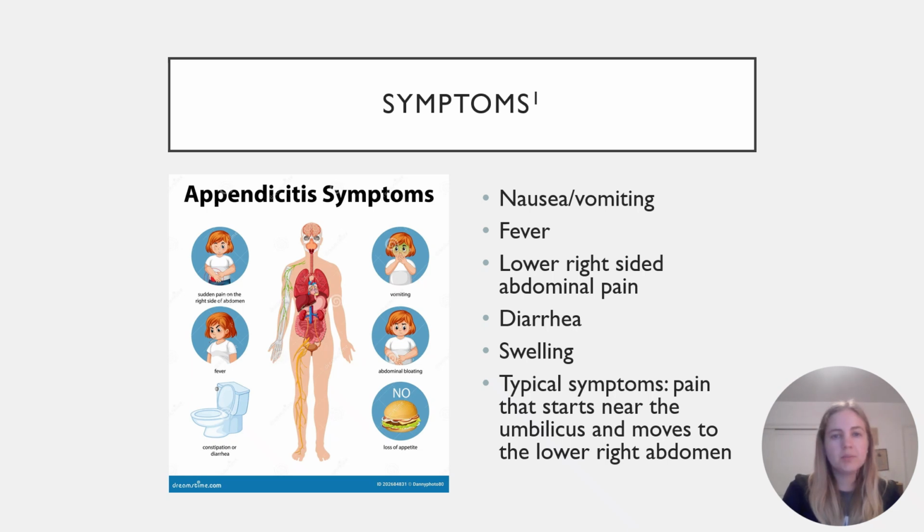So these are some symptoms of appendicitis: nausea, vomiting, fever, lower right side abdominal pain, diarrhea, swelling. Typical symptoms: pain that starts near the umbilicus and moves to the lower right abdomen. And then here are some symptoms of appendicitis with a visual. So you can have the right side abdominal pain, the fever, constipation, loss of appetite, and abdominal bloating or vomiting. You can also do the physical exam signs whenever you're diagnosing appendicitis.